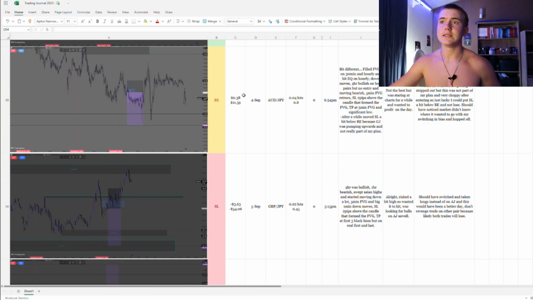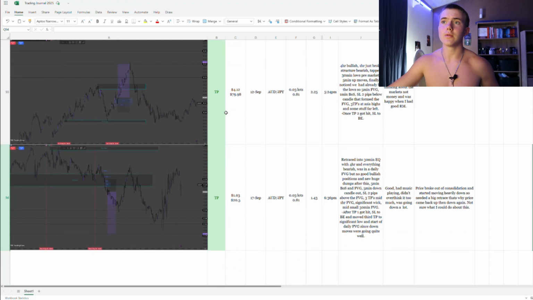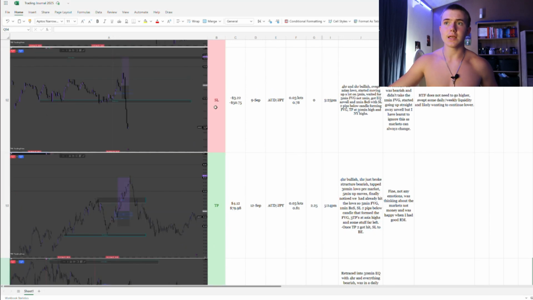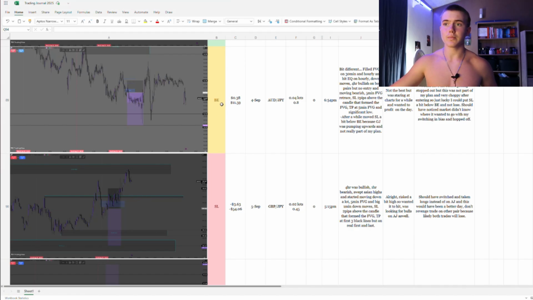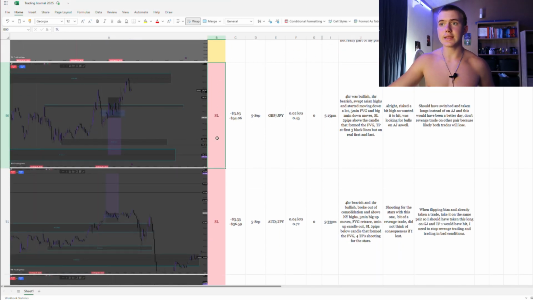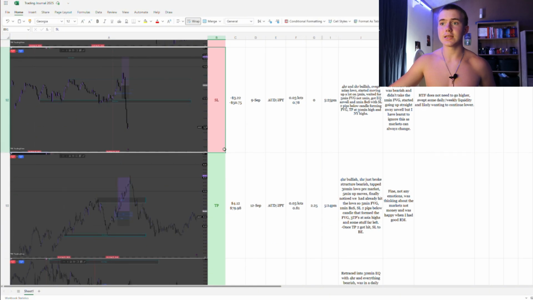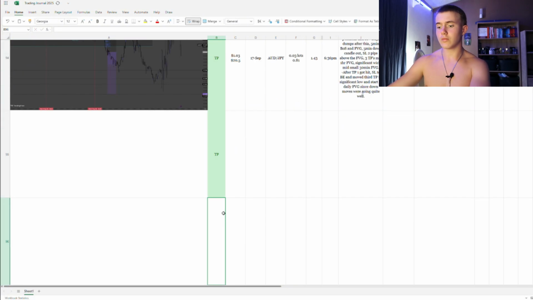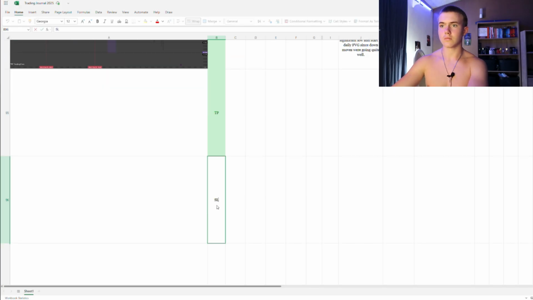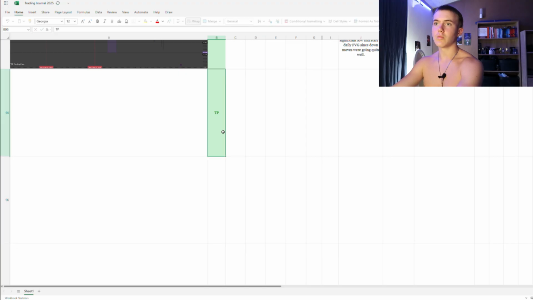Then what we have is the overall profit or loss, and if it hits stop loss, take profit, or break even. And now to get these automatically to change to red, green, or red, as you can see. So yeah, it automatically changes depending on what I put in.